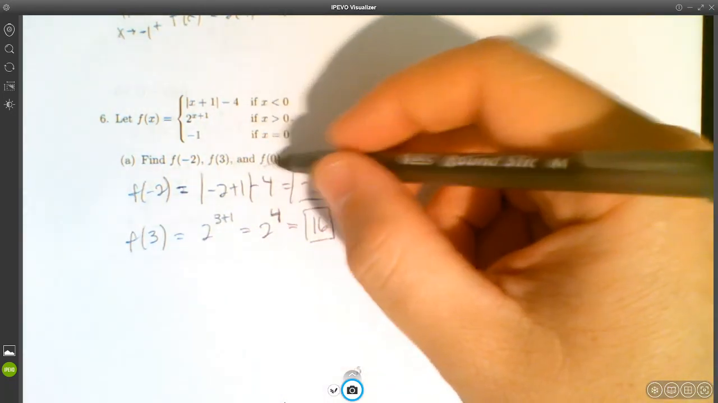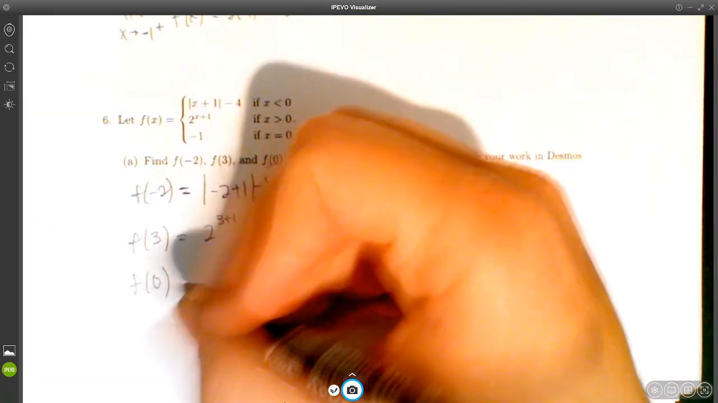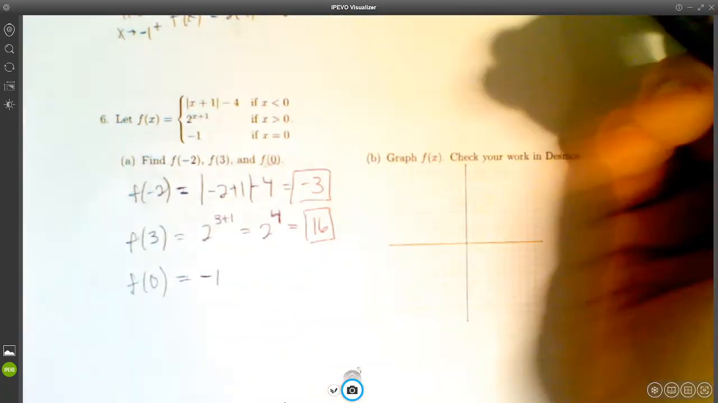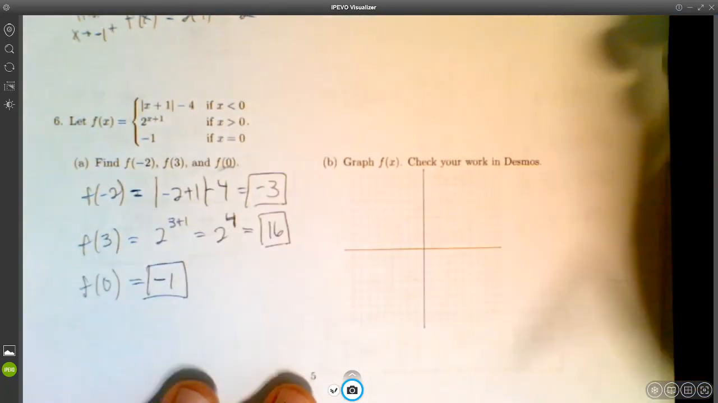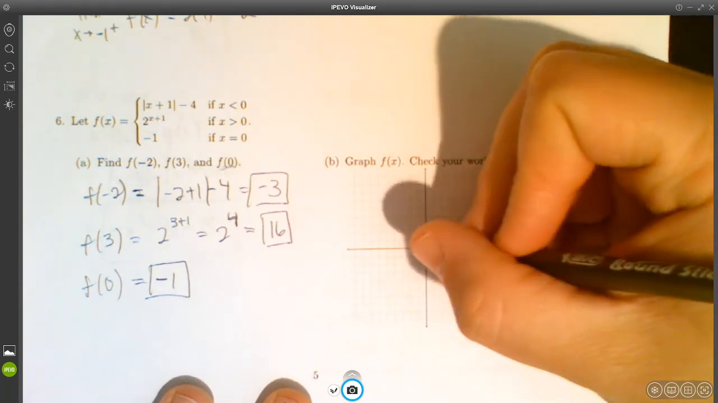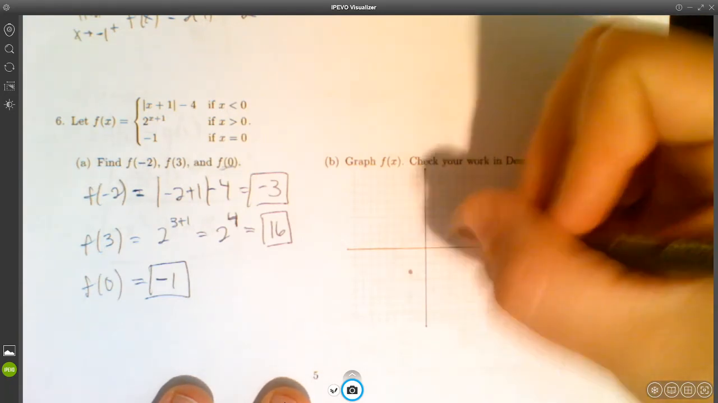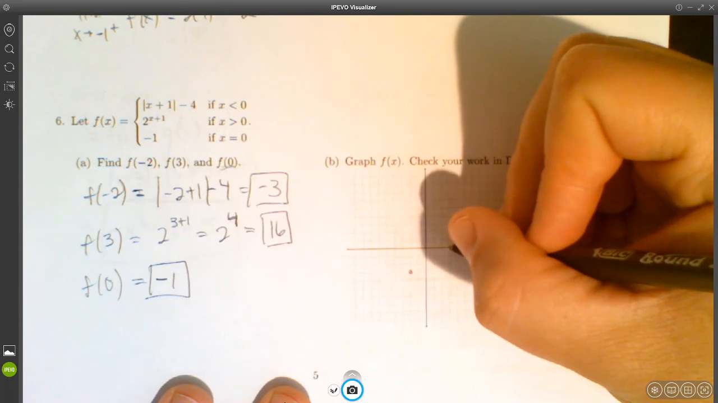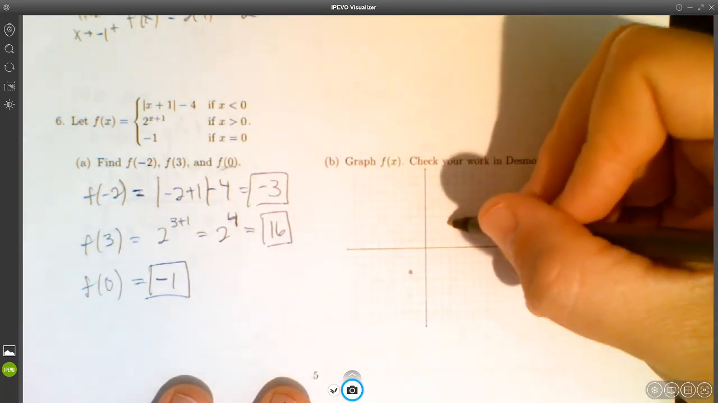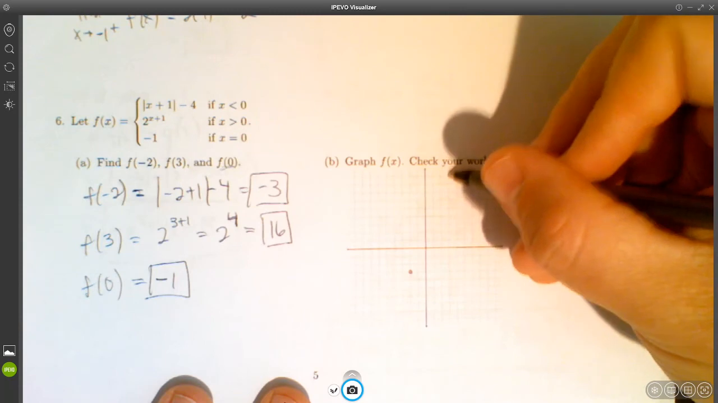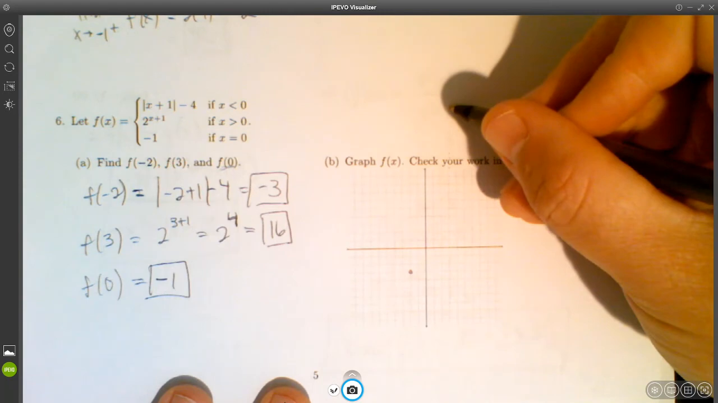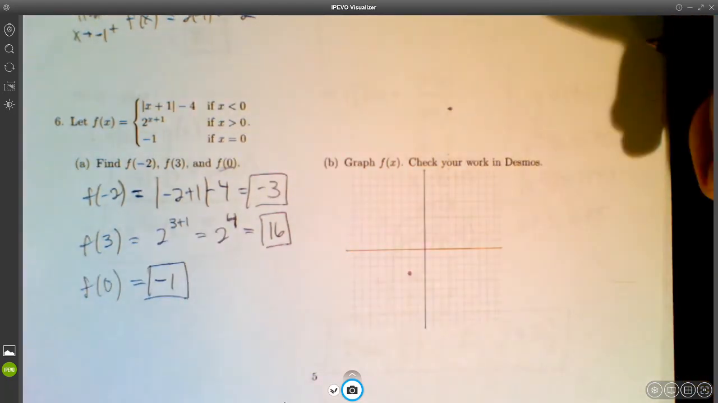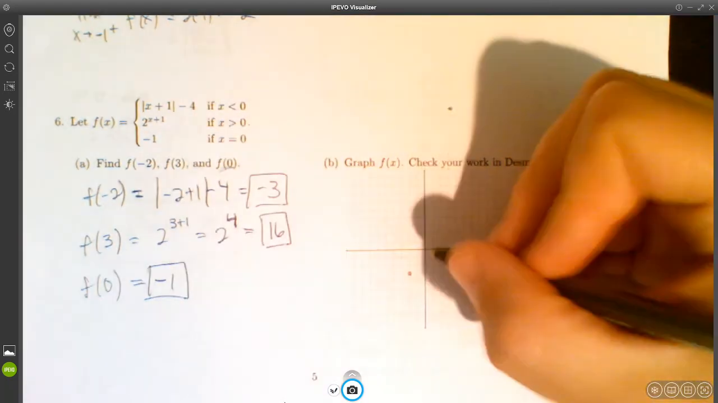And then finally we're asked for f of 0. When x equals 0, we're going to be using the bottom rule. f of 0 is just negative 1, right? It's just negative 1. So we can plot those 3 points. We've got negative 2, negative 3. We've got 3, 16. Oh, that's going to be off the page. 3, 4, 5, 6, 7, 8, 9, 10, 11, 12, 13, 14, 15, 16. I mean, it's somewhere up here, right? Anyway, and then f of 0 is negative 1 right there.